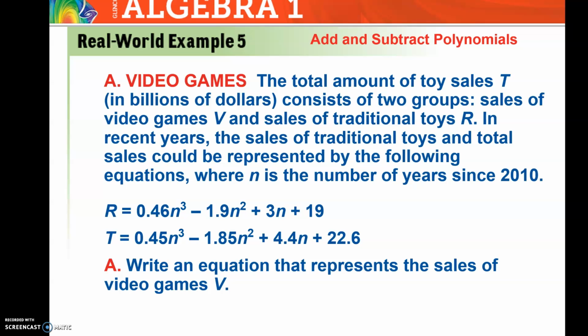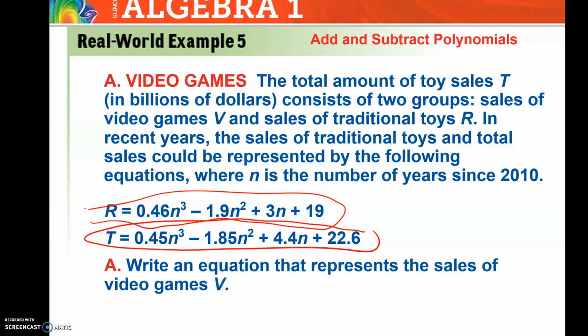So this is a really good example of where you might see this. You would usually see profit and loss equations in businesses. This one gives you the total amount of toy sales, T. So this is my total equation. The total consists of my video game sales and my traditional toys, which this is traditional toys. So they took the video plus the R and they got T.